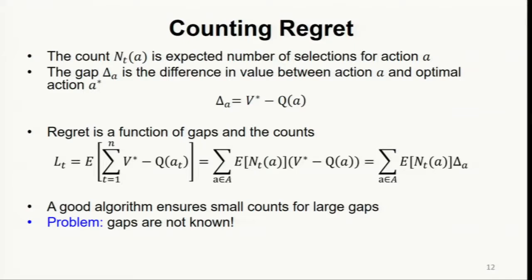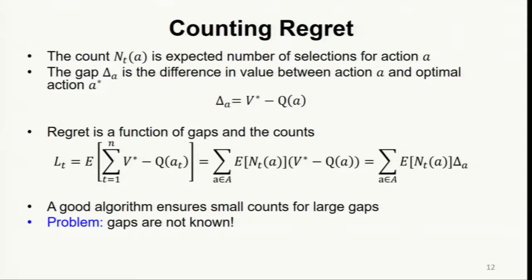You have this one. This is a regret sum, right? Now it actually equals the expectation of n times (V star minus Q(a)). It actually equals the expectation of the count times the gap. So a good algorithm ensures small counts for large gaps, and large counts for small gaps.